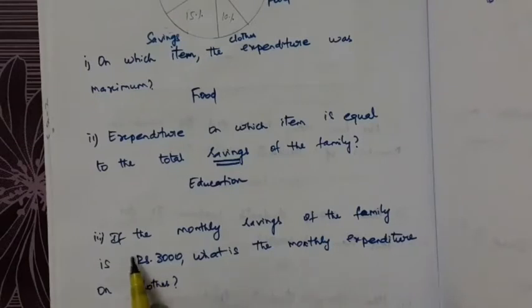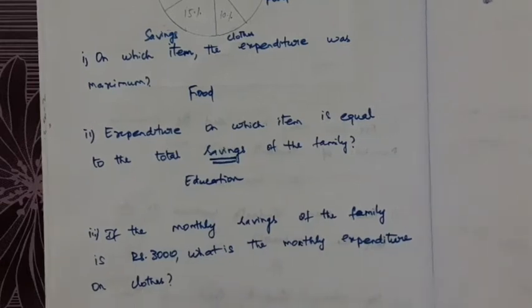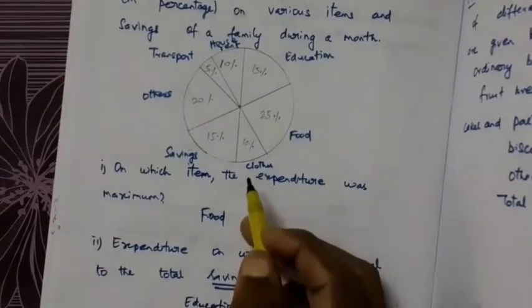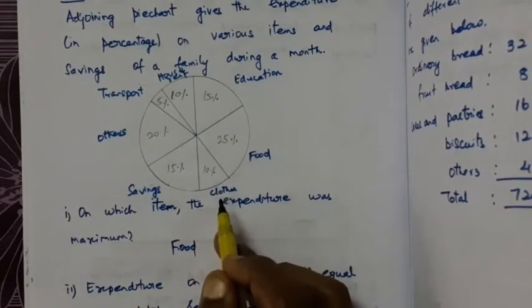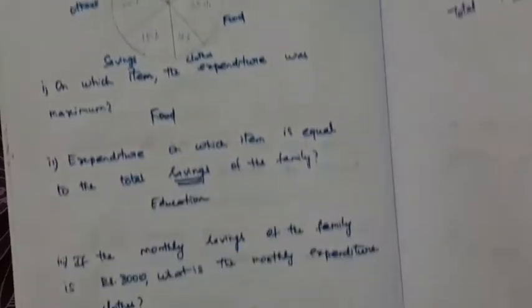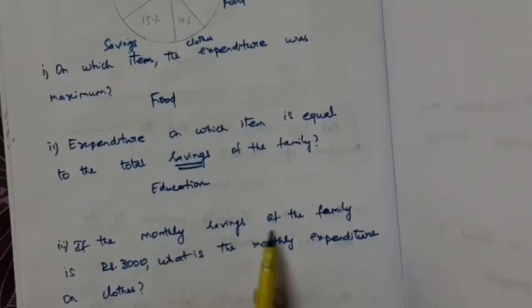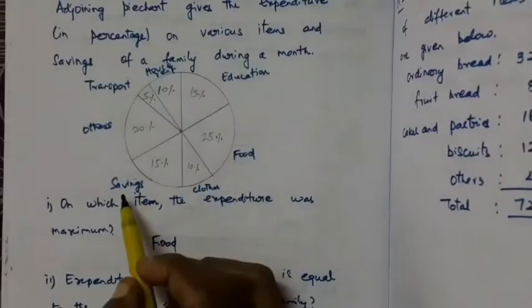This question is, if the monthly savings of the family is rupees 3000, what is the monthly expenditure on clothes? Okay, we have to find how much amount they are spending on clothes. So whatever they have given here is in percentage. They are spending 10% on clothes. Now we have to find in amount, in rupees, how much amount they are spending for clothes. So one clue they have given is, the monthly savings of the family is rupees 3000. This is not the earning. Okay, this is the monthly savings of the family. Now we go here. Here is the monthly savings.